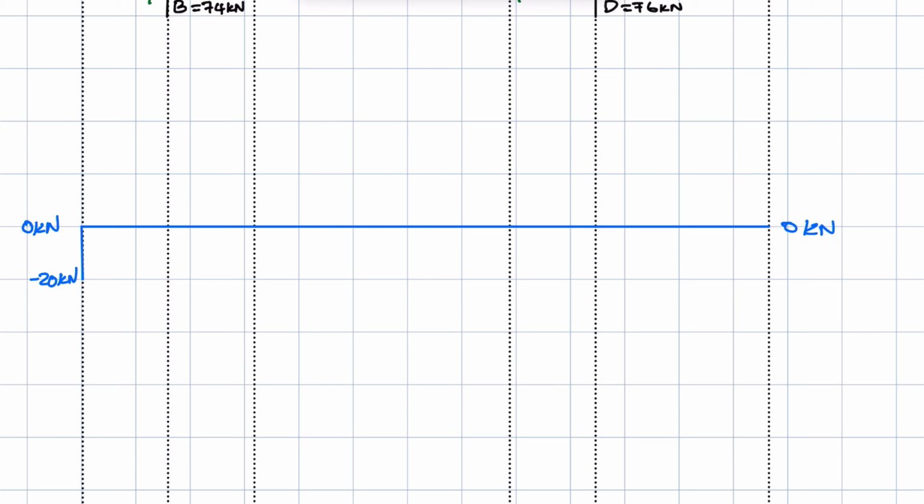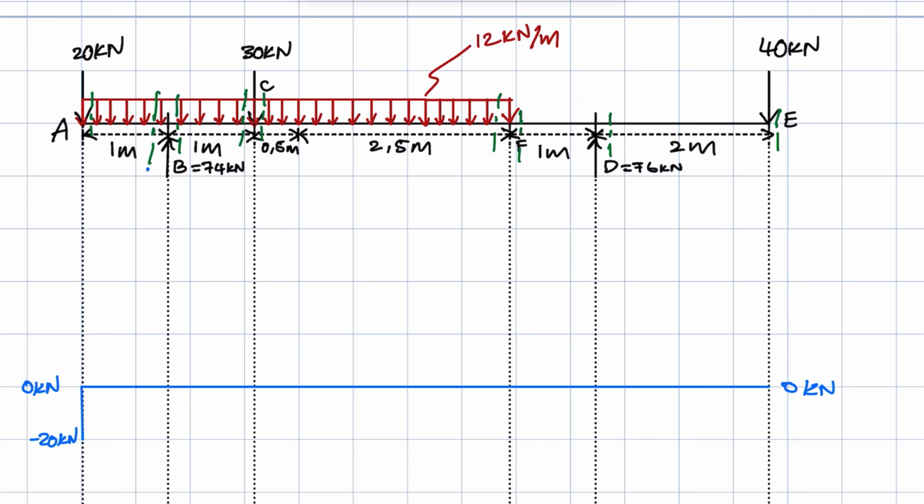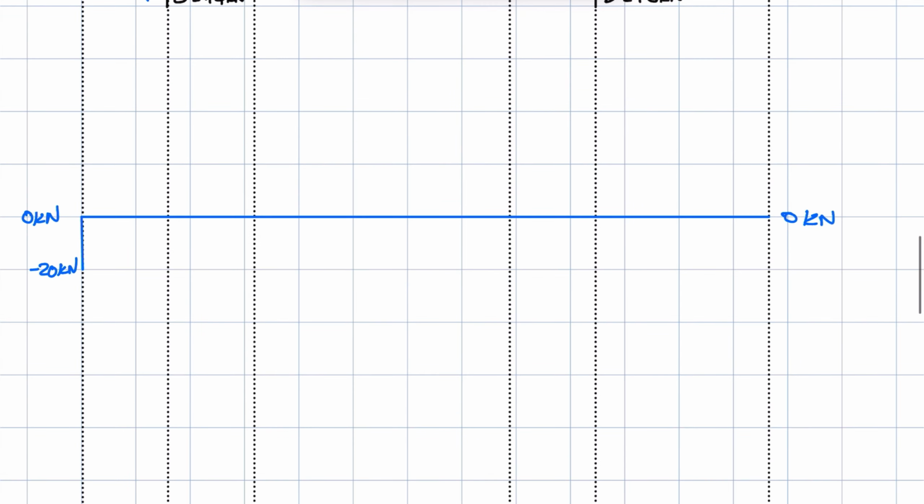So we're going to say the negative 20, and then the force that gets added between section A and this section is based on the UDL. The UDL is 12 kilonewtons per meter. Multiplying that by the span of the UDL, which is 1 meter, you get 12. So 12 is the weight, hence it's headed downwards. So we say the negative 20 minus that 12, and what do we get? We get minus 32.